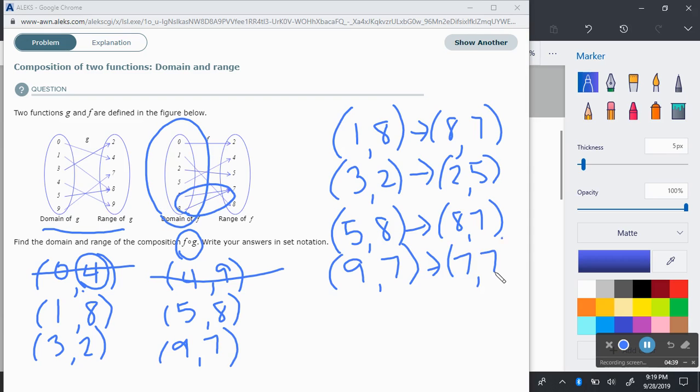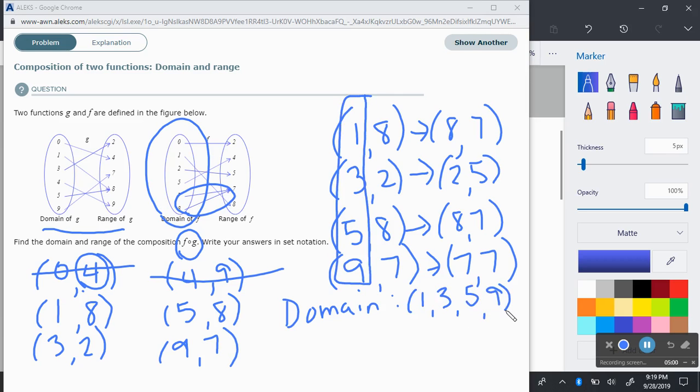So 7 to 7, which means that the domain of f composed of g is all of the first x values. So it'd be 1, 3, 5, and 9. And the range is all of the last y values, which is 5 and 7.